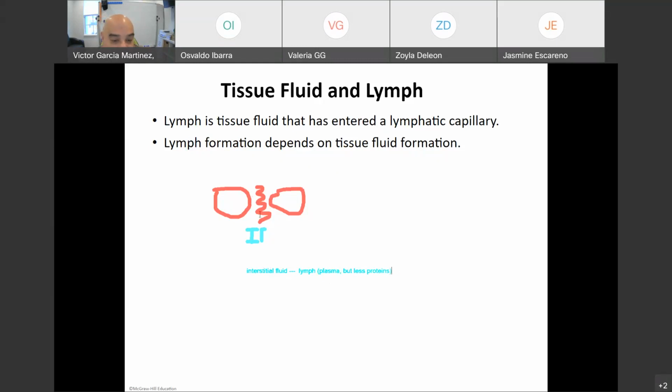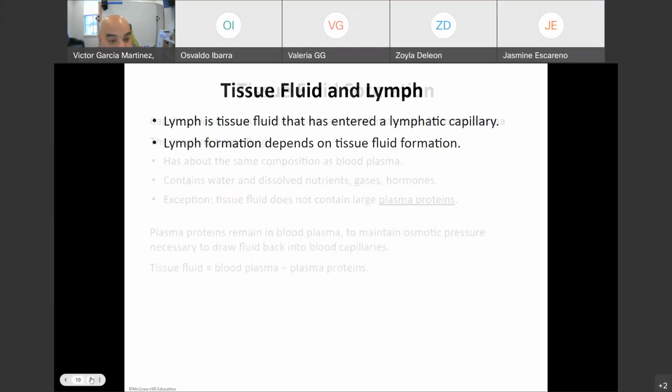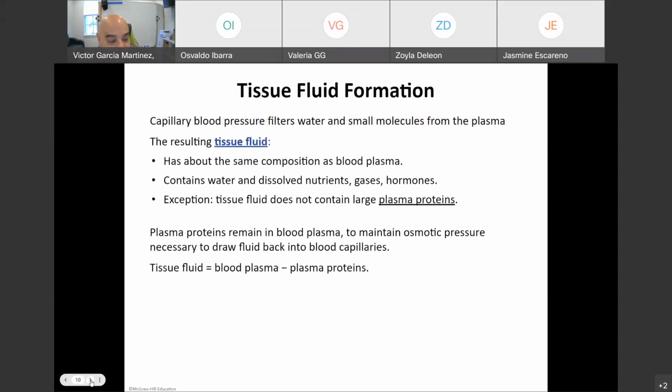Again, the fluid here is called interstitial fluid between cells. But after we have that fluid inside of the lymphatic vessels, it's called lymph. And the composition is going to be almost a plasma composition, but with less proteins. Check later, guys. It's the same thing here.